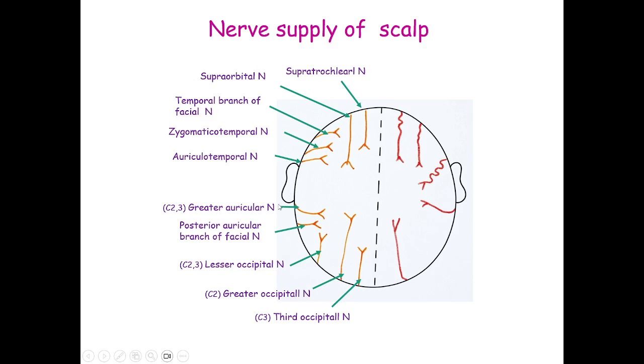Behind the ear, the scalp is innervated by the greater auricular nerve, posterior auricular branch of the facial nerve, lesser occipital nerve, greater occipital nerve, and third occipital nerve. Here, the posterior auricular branch of the facial nerve is the branch innervating the muscles of the ear and the occipitofrontalis belly. So this is the only motor branch. All others are sensory branches coming from the cervical plexus. You should be able to remember their root values, as they can be asked in MCQs.